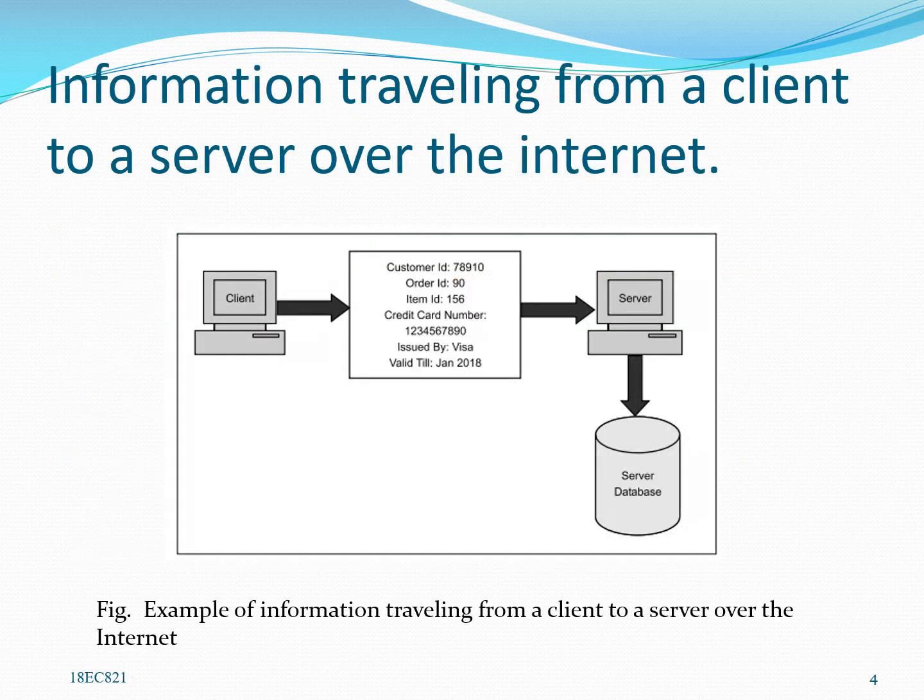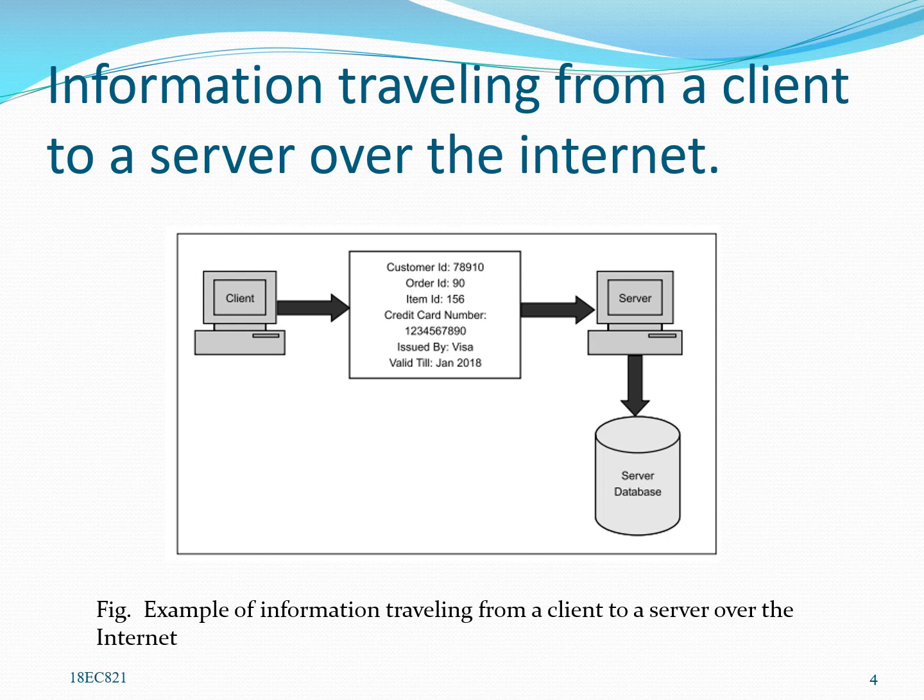In this diagram, information is traveling from a client to a server over the internet. You can observe in the diagram there is a client, that is a customer, who is using a server, and the data will be stored in the server database. This is an example of information traveling from a client to a server over the internet.